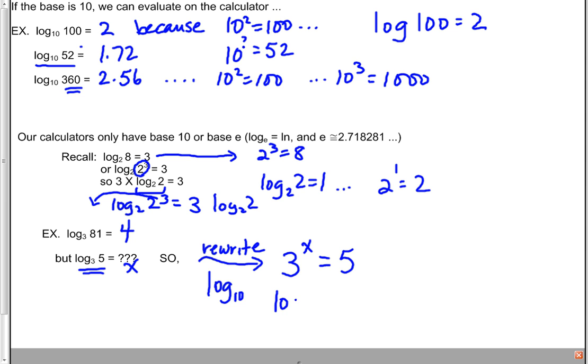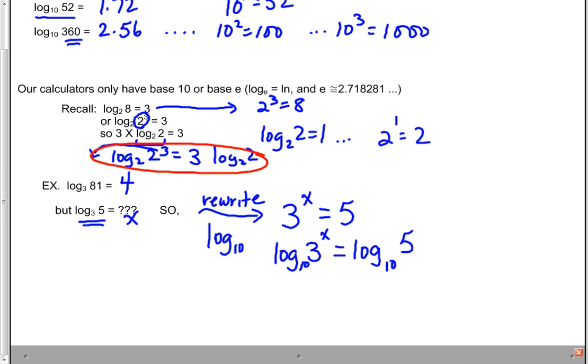Log base 10 of 3 to the x equals log base 10 of 5. From the example here, which was complicated at best, if I have a log, I can bring down that exponent x. I can rewrite it as x times log base 10 of 3. And we're going to spend more time with these the next couple of days. That allows me to get x by itself by dividing both sides by log base 10 of 3.